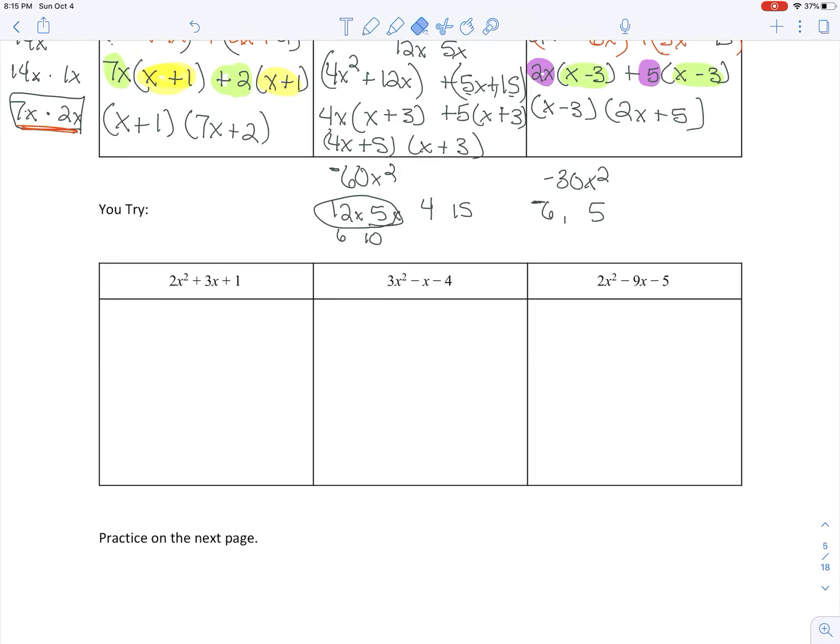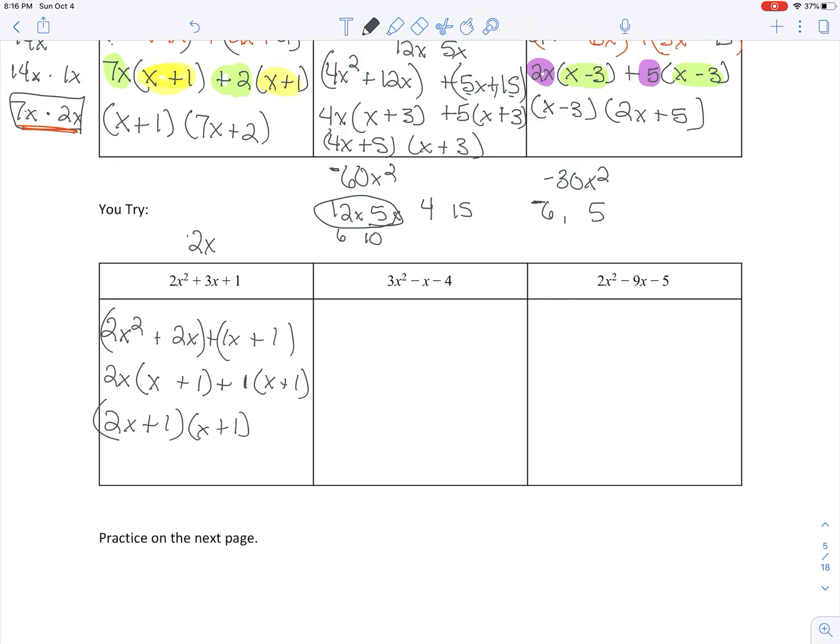Alrighty, welcome back. I'm just going to do these quickly. I'm going to multiply these two together. I get 2. So the only thing that would work is 2 and 1. So that gives me 2x squared plus 2x plus 1x plus 1. Factor out of 2x. X plus 1. Factor out of 1 because that's all they have in common. X plus 1. And then we get 2x plus 1, x plus 1.